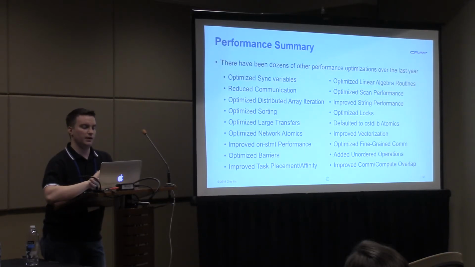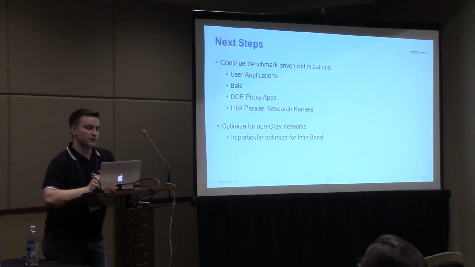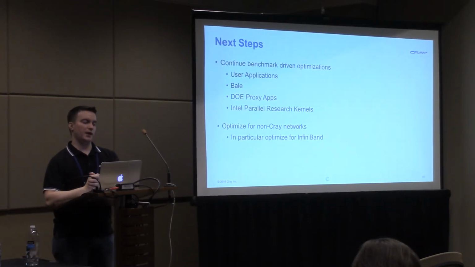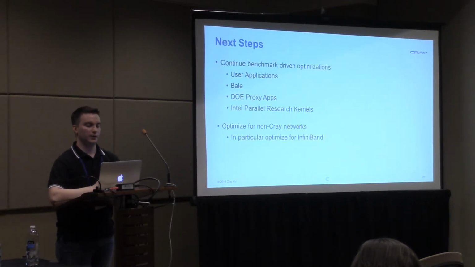There have been a couple dozen other optimizations over the last year as well, and I'm definitely not going to go through all of these. But we know we're not done, right? Like Peter just told us, there are a lot of users writing code, and they're still seeing performance struggles. So we want to continue with our benchmark-driven approach, and particularly look at those sorts of codes. And then we have some other proxy applications like Bale or DOE proxy apps or the Intel PRKs that we want to look at.